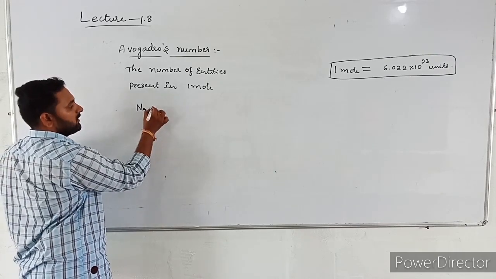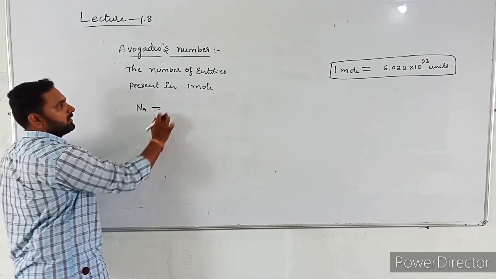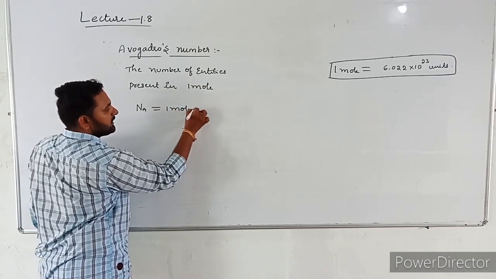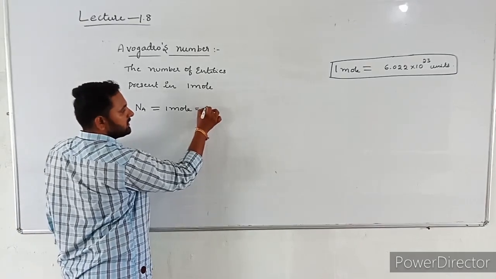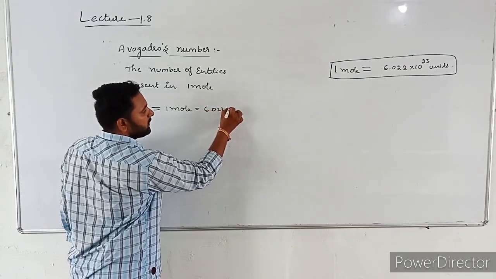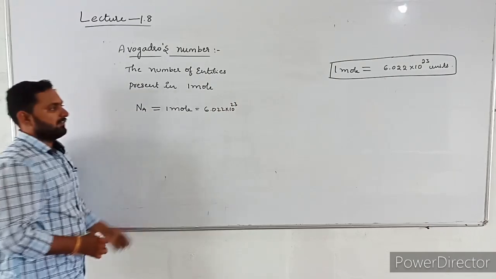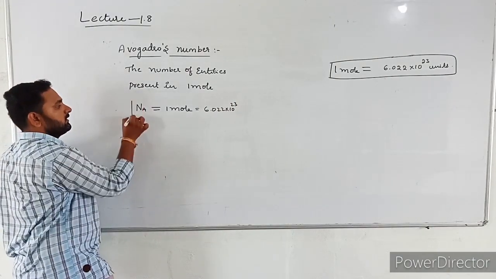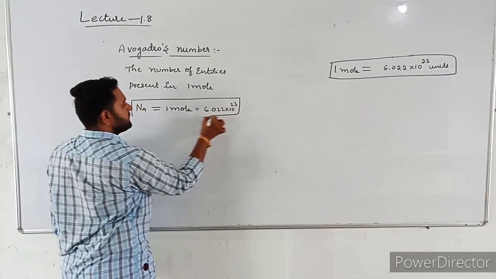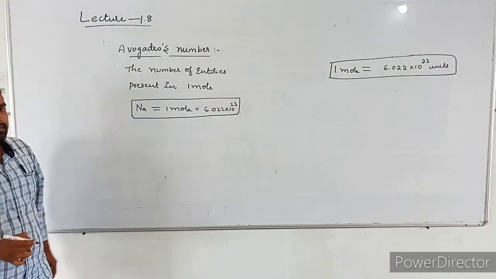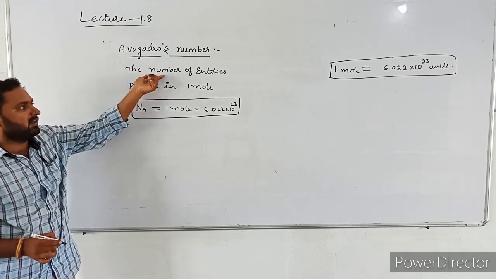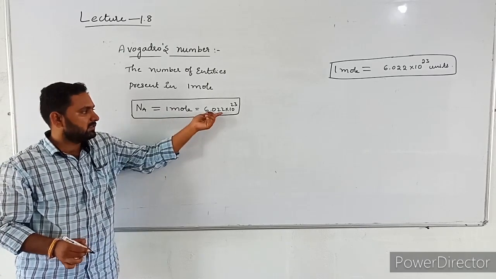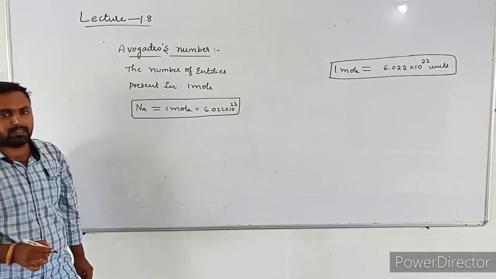Then what is Avogadro number? Avogadro number is equal to the number of entities present in 1 mole. Then 1 mole is equal to how many units? 6.022 into 10 power 23 units. Avogadro number is 6.022 into 10 power 23 units. You remember this one, it is very important for numericals. Avogadro number means the number of entities present in 1 mole. How many entities are present in 1 mole? 6.022 into 10 power 23.